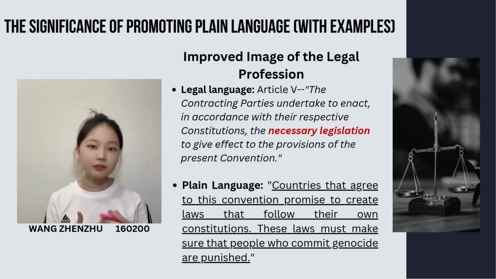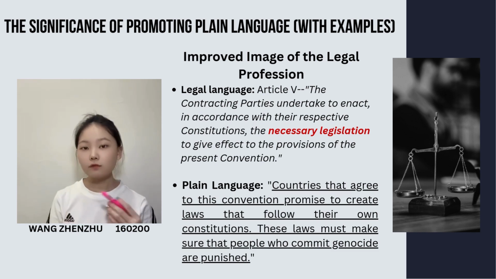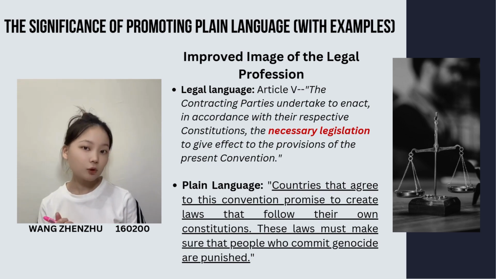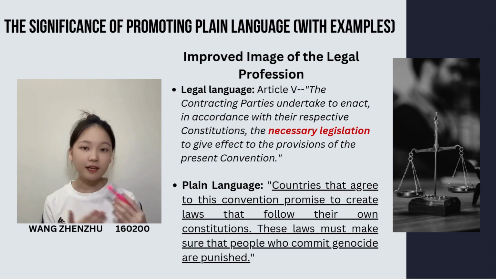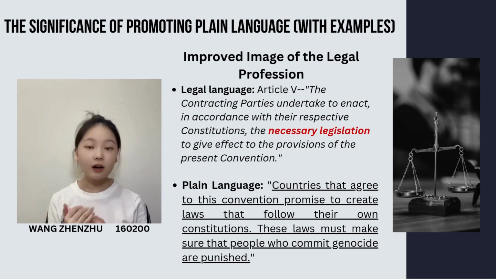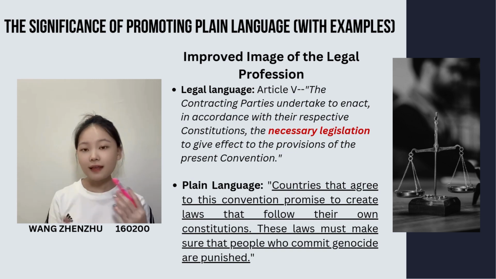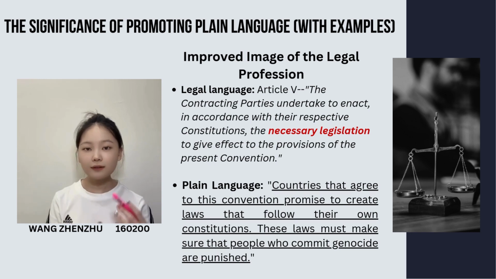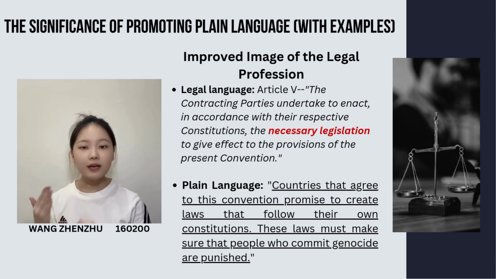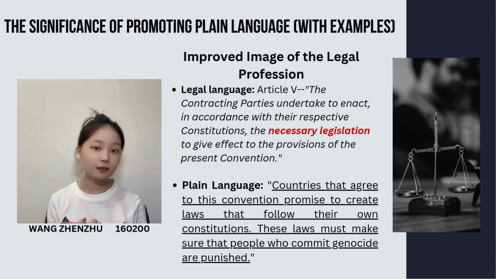I will go on to discuss the significance of promoting the use of plain language in legal documents. The significance is an improved image of the legal profession. As we can see, in the original Article 5, the phrase "necessary legislation" is ambiguous and could be interpreted in various ways, potentially leading to inconsistent implementation.